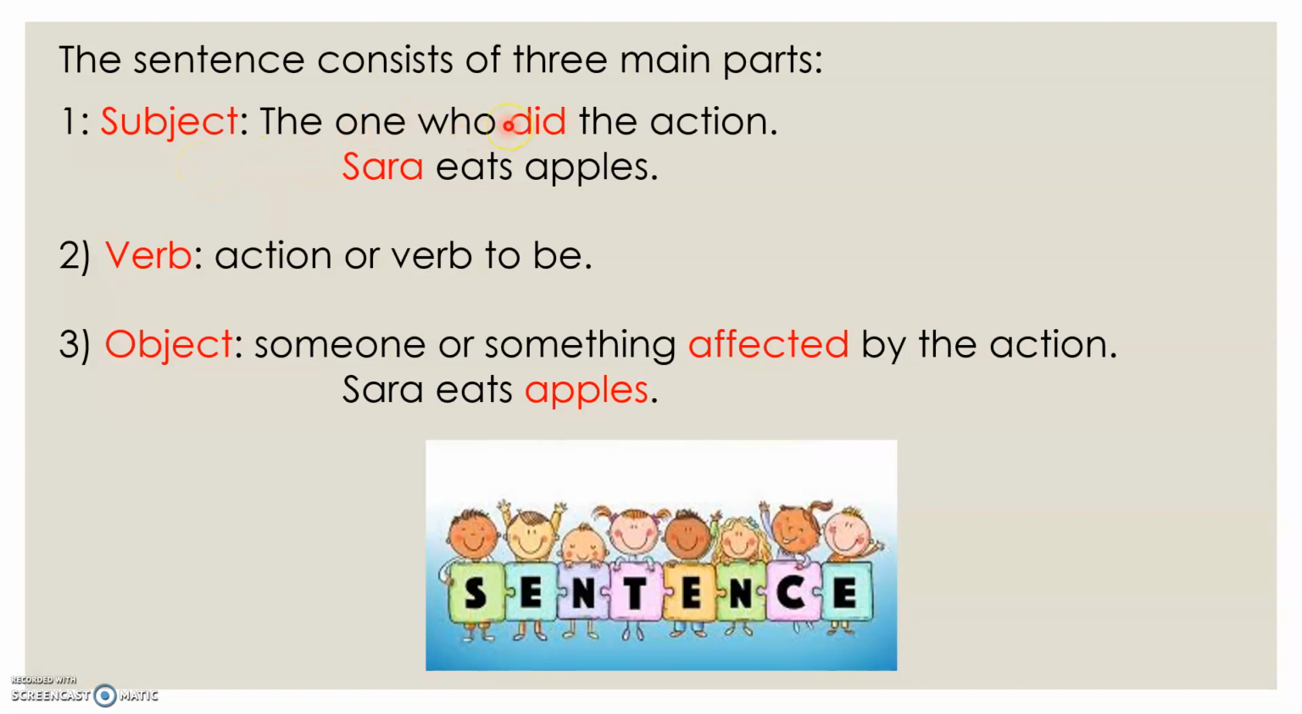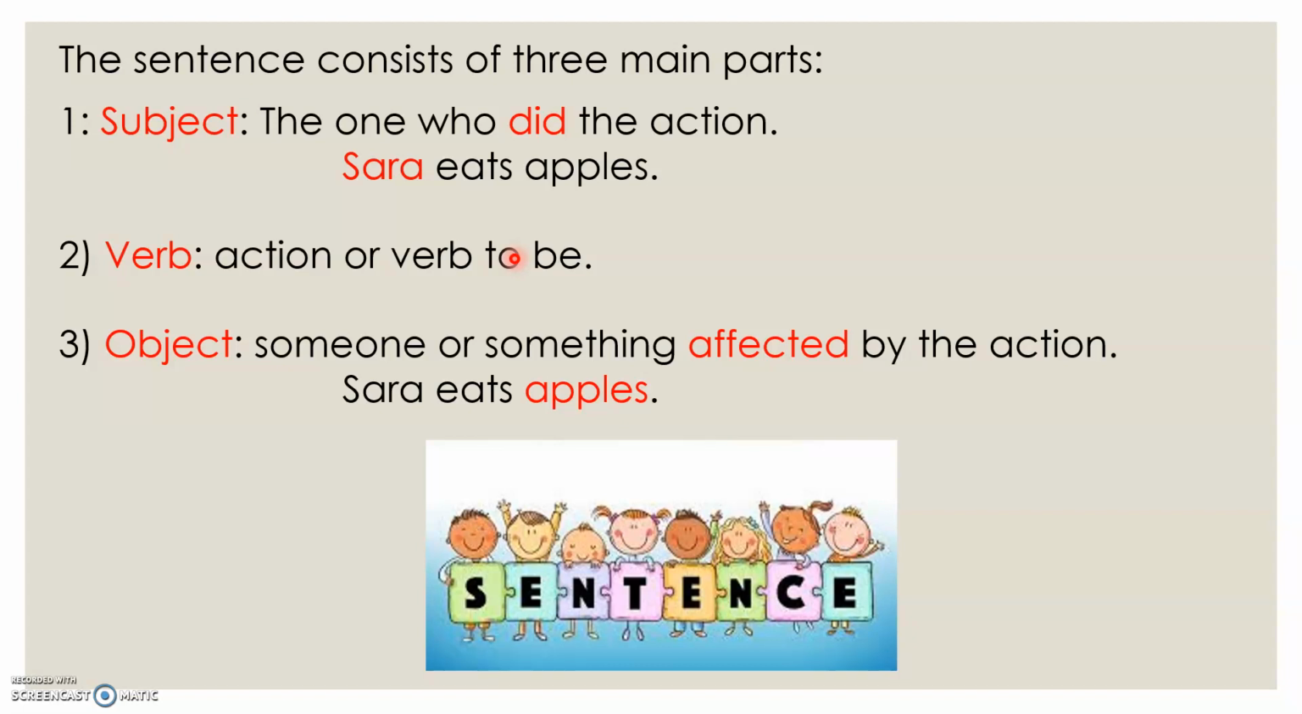We're talking about the one who did the action. For example, Sarah eats apples. Who eats apples? Sarah. So Sarah is the subject of the sentence. Now, the second and the main part also of the sentence is the verb. No matter if we have an action verb or verb to be. An action verb like, for example, sing, dance, run, walk, or the verb to be, which is is, am, are in the present tense, was and were in the past tense, okay?